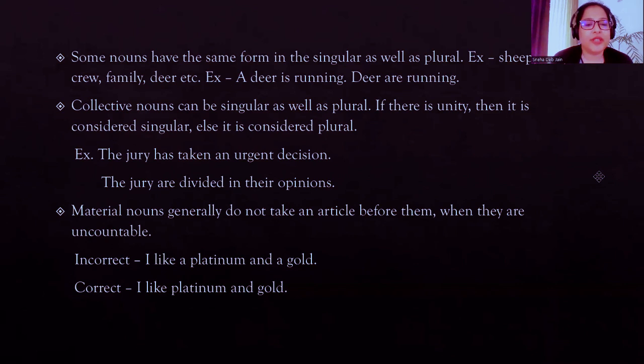Material nouns generally do not take an article before them when they are uncountable. So remember, uncountable nouns, as it is, we do not use a or an. So especially if it's a material noun, then it would never have an article. "I like a platinum and a gold." That is incorrect. "I like platinum and gold."